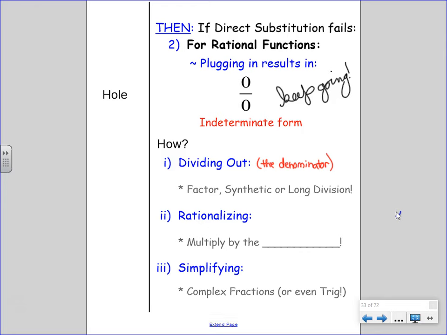Anyway, we have the dividing out. That just means getting rid of the denominator. Remember, 0 over 0, plug it in all the way. See what the numerator and denominator are. Why do I have synthetic or long division? Sometimes factoring fails, or you have a cubic and you're like, nah. Okay, then do it a different way. Synthetic: you can only do synthetic division with linear factors.